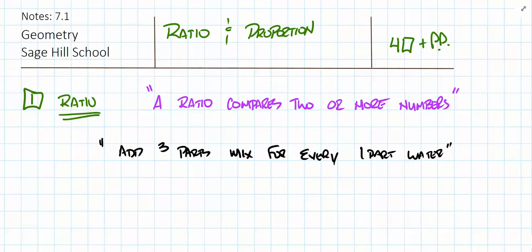Have you guys ever made rice or quinoa or farro or anything like that? You guys made that stuff? Okay. So you need the right ratio of water to seed, right? So 3 parts mix for every 1 part water. So we're comparing 3 to 1.